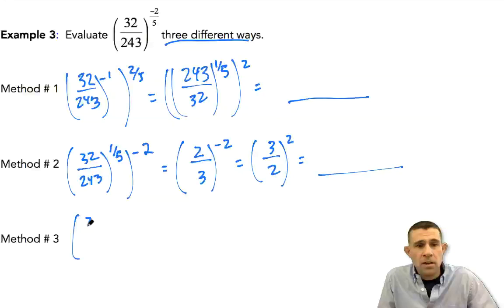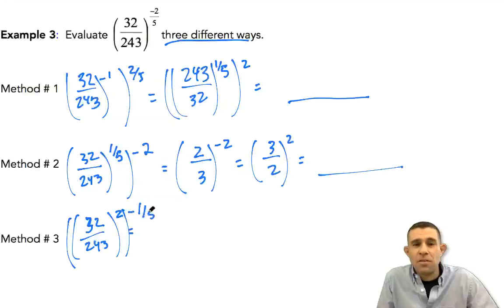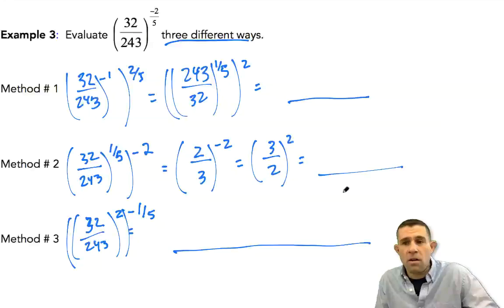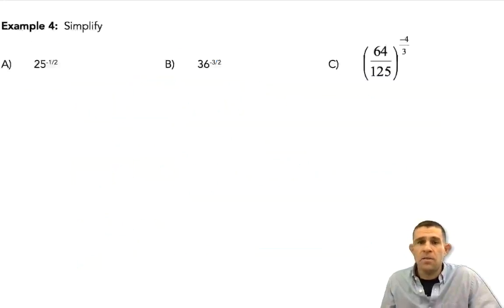And then finally, our last method here is 32 over 243. Let's start off by squaring both of these, and then we're going to need to raise that to the negative 1/5 power. So I will let you finish off that one. We'll check all of those tomorrow in class.